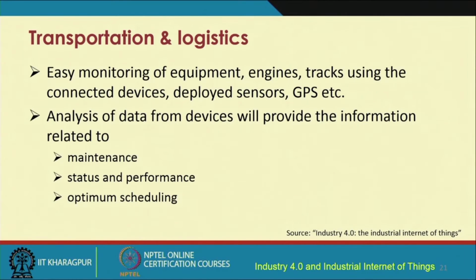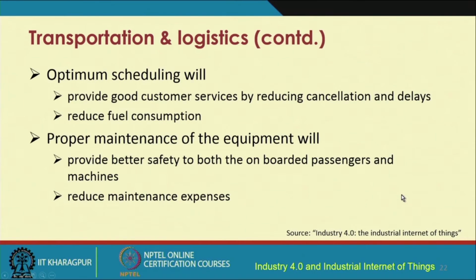Like this, optimum scheduling of these different vehicles can also be performed with the help of IIoT technologies. Optimum scheduling will provide good customer service by reducing cancellations and delays, and reduce overall fuel consumption. Proper maintenance of the equipment will provide improved safety to both the onboard passengers and the machines, and thereby reduce the maintenance expenses.